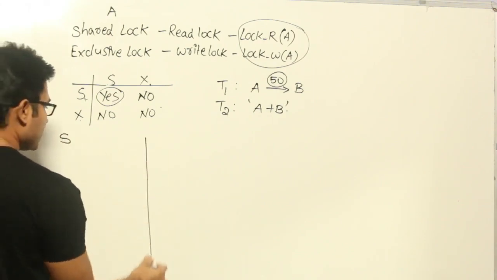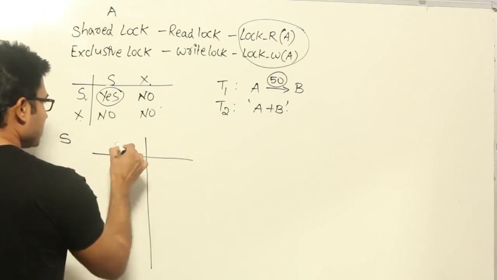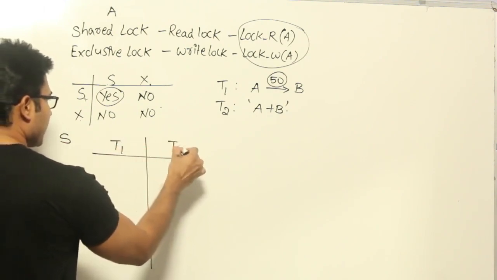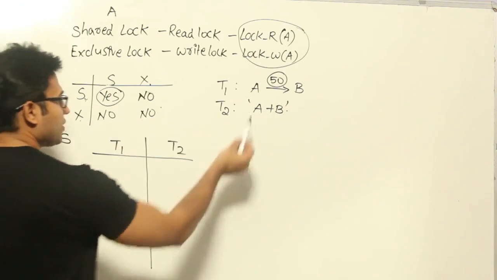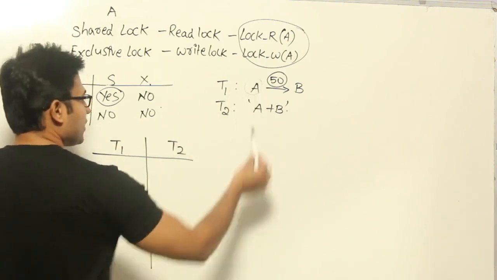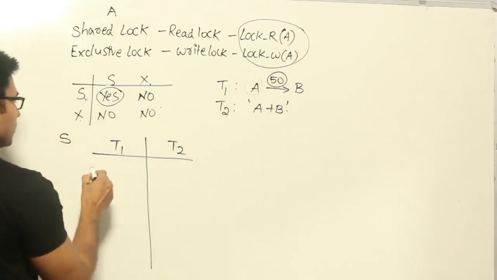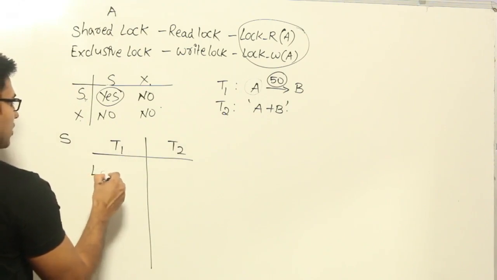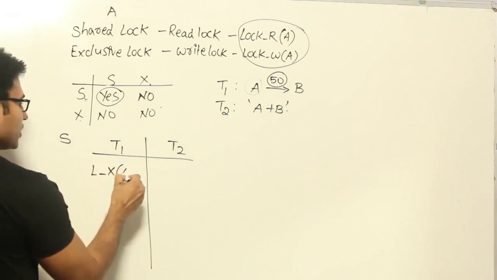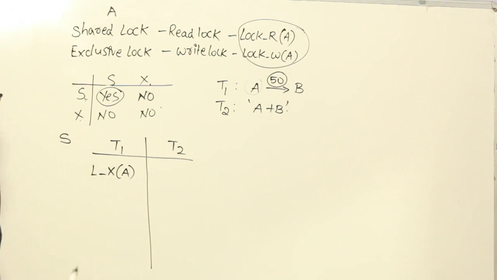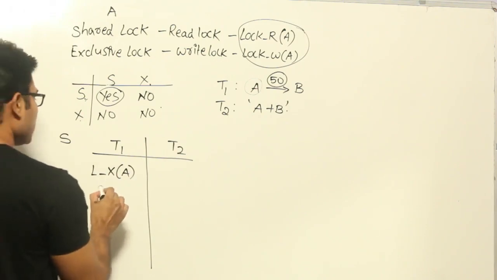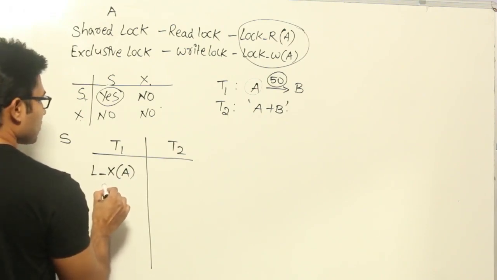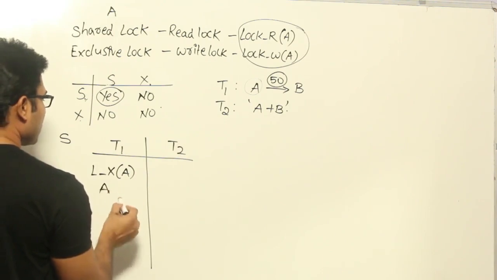Now the schedule is like this. It is not a serial schedule. The schedule is like this, T1 and T2. Now T1 will first take a lock on A. Let us say lock exclusive of A, which means T1 is going to take a lock on A, and it is going to write A.